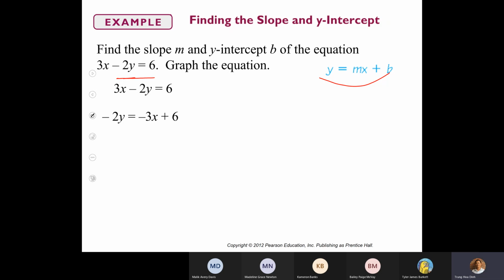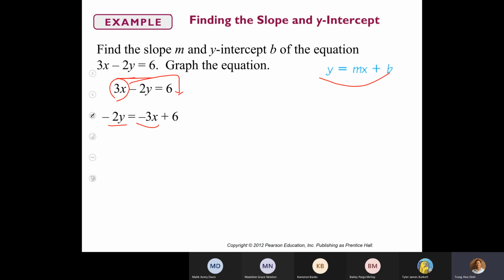Since we want to solve for y, you have to collect all terms with the y on one side, other terms on the other side. Is that correct? Since here they want to keep -2y, that's fine. They bring 3x to the right-hand side, right? They have to change the sign. So they got -3x plus 6 there.